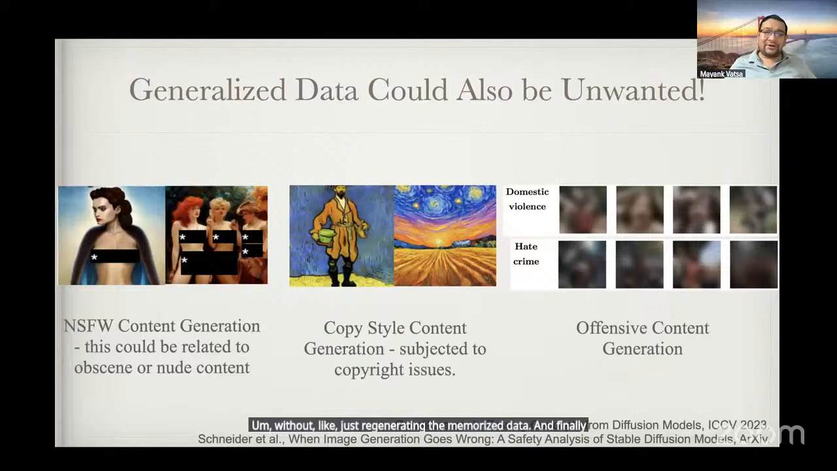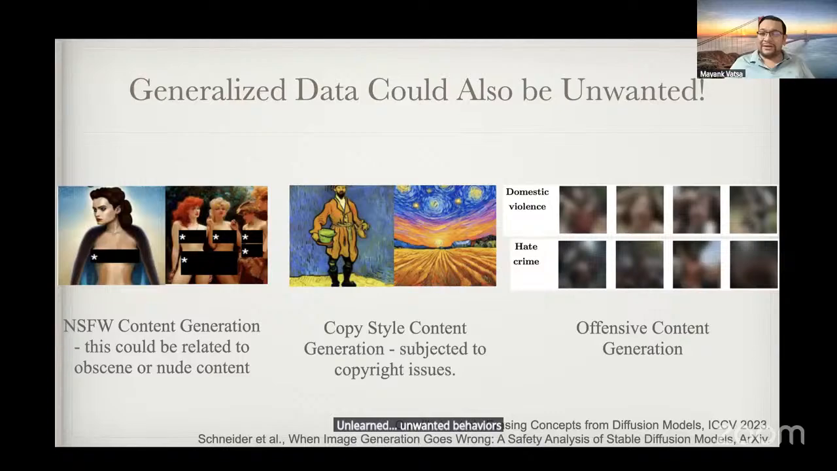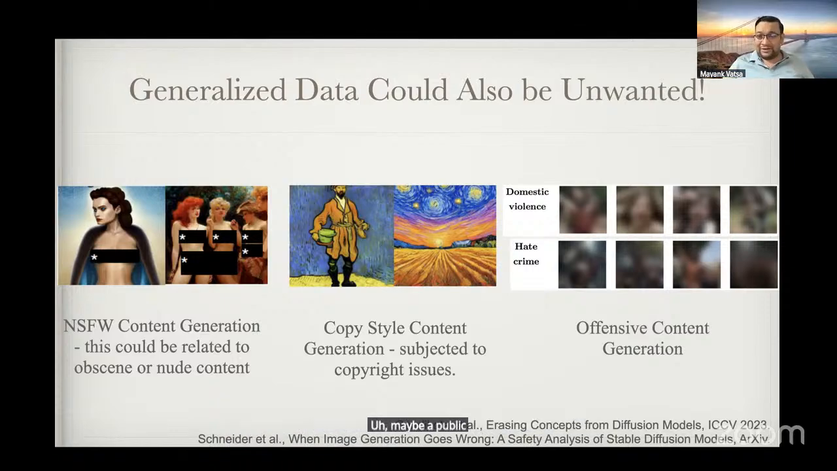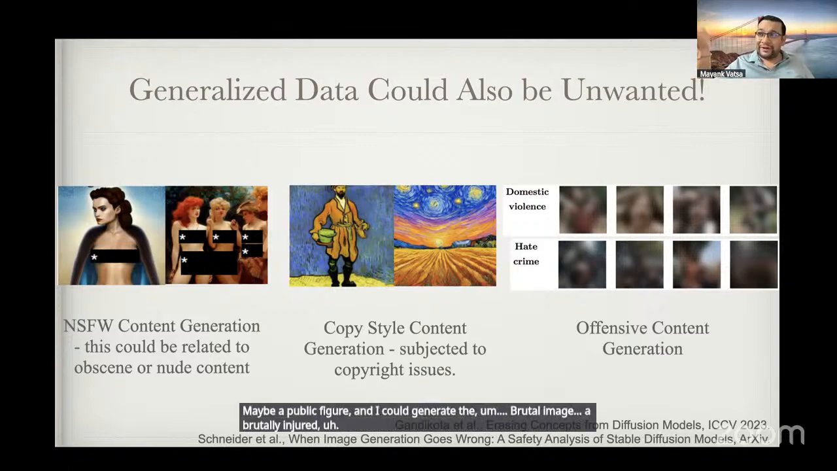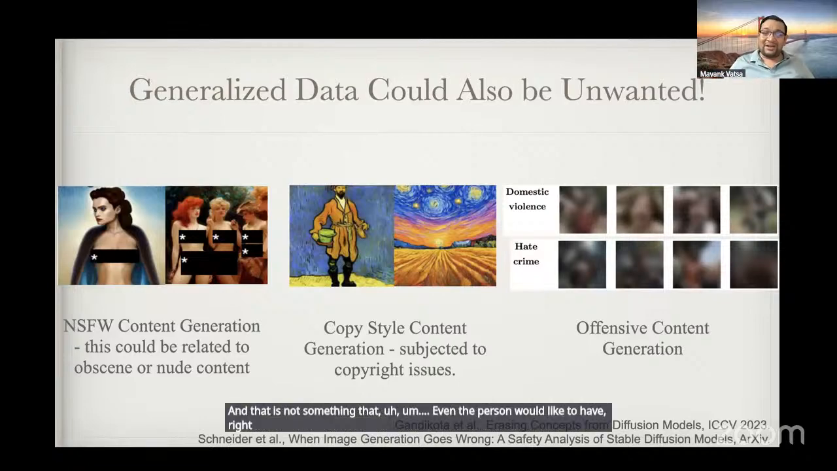And finally, if we talk about making the system more generalized, it also brings in certain unwanted behaviors, for example, generating offensive content. If I go to Grok and give a prompt to generate a face image of a brutally injured person, it would generate and give me an image of a brutally injured person. I can just replace the word person with some other name, maybe a public figure, and I could generate a brutally injured face image of a particular known person. Right? And that is not something even the person would like to have. It's a personal choice.